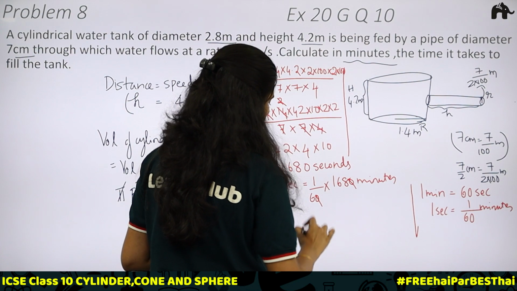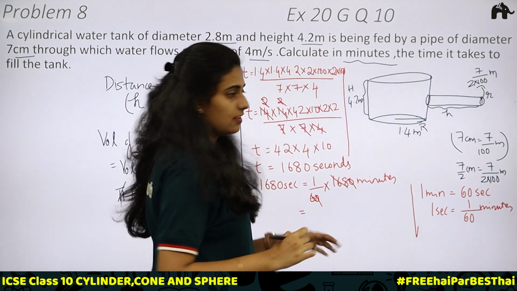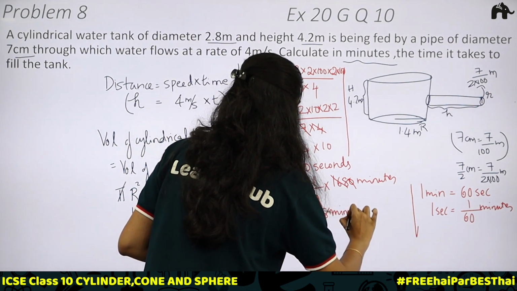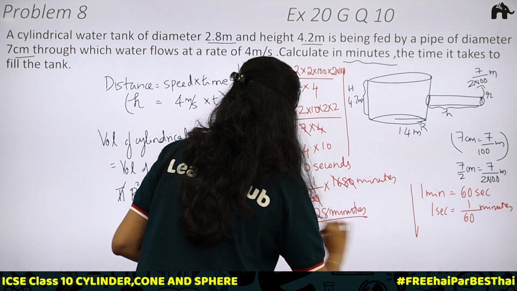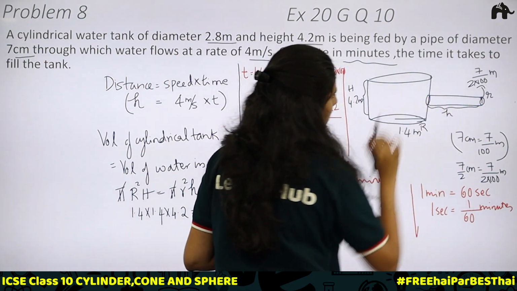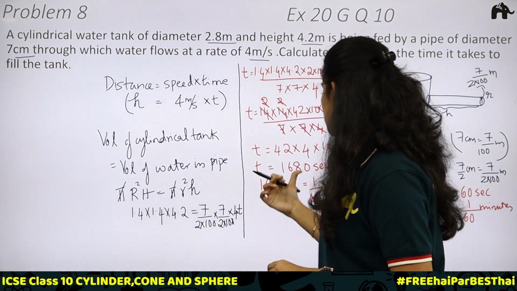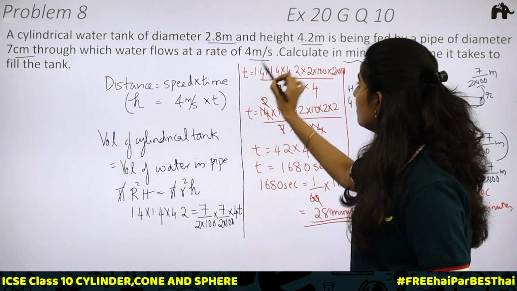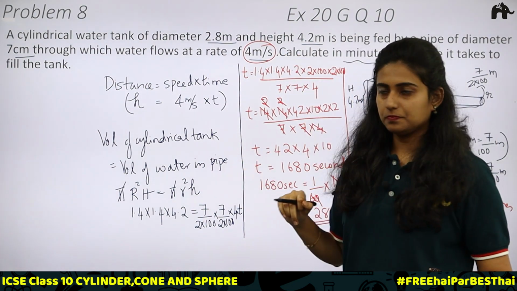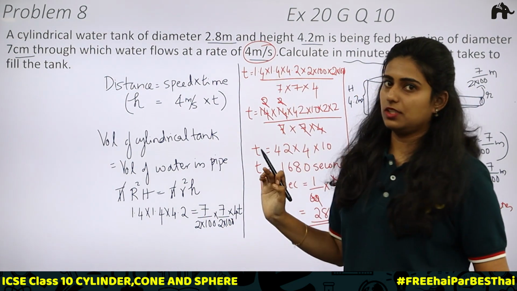0, 0 gets cancelled. 6 and 168. When reduced, you will be getting 28 minutes. Okay, so the required time, the time water takes to flow from here to here is equal to 28 minutes. You have to convert, you cannot keep it in seconds. Remember, the speed is given in meter per second. Okay, therefore we are getting time in seconds. Once you get time in seconds, you have to convert it into minutes. Don't keep it in seconds only.